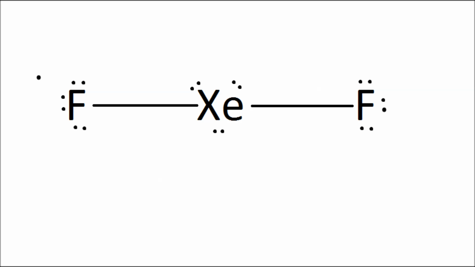In this Lewis structure, there is one xenon and two fluorines. There are two bonds, and the xenon atom has three pairs of lone electrons. This tells us that the shape is linear.